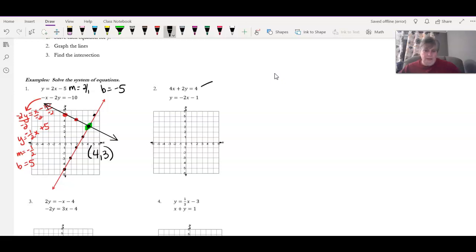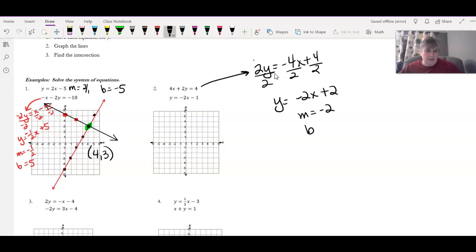When we look at number 2, again, the first thing we have to do is solve. So I'm going to subtract 4x on both sides, so I get 2y is equal to negative 4x plus 4. I'm going to divide everything by 2. So y is equal to negative 2x plus 2. And so for this, my m is negative 2, and my b is positive 2. Let's go ahead and graph this, down 2 over 1. And again, I like to fill up my whole graph, because it'll make finding the solution very easy.